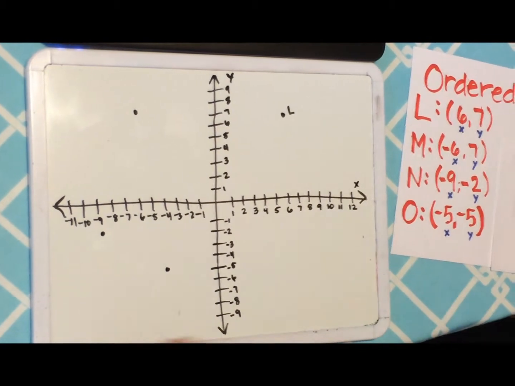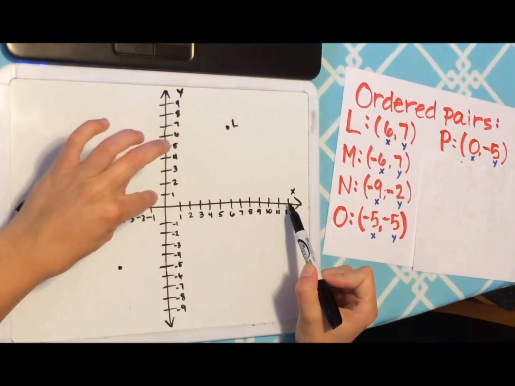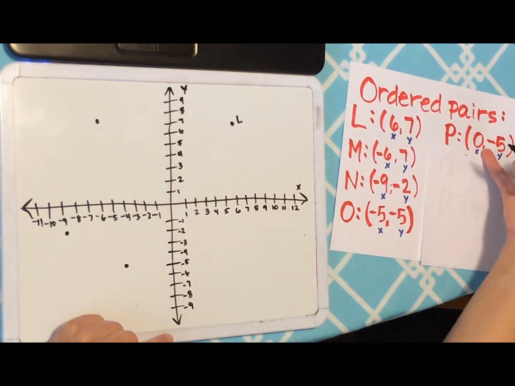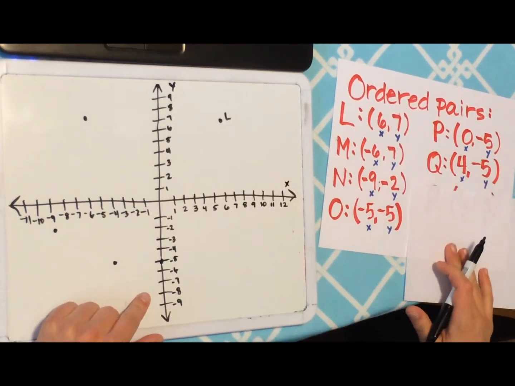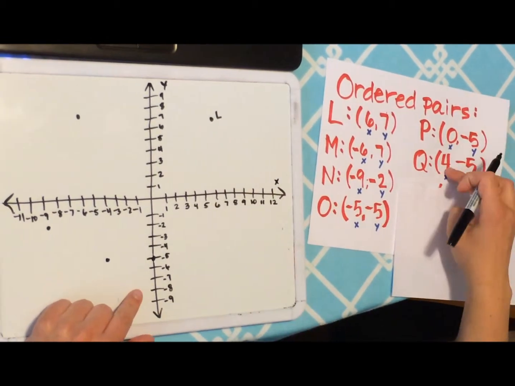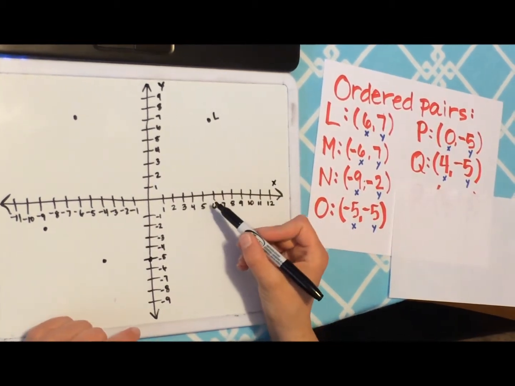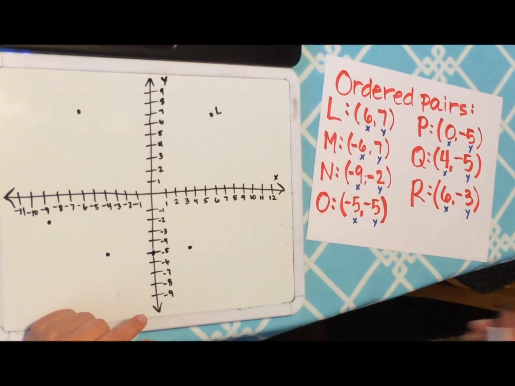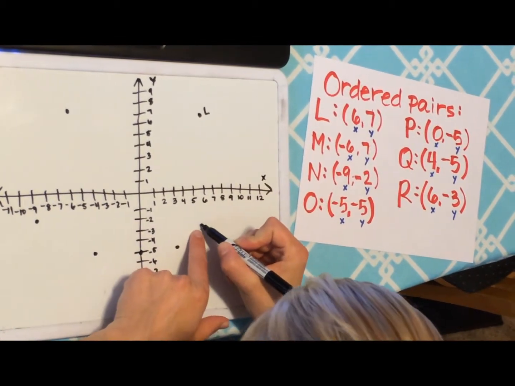Our fifth point is 0 and negative 5. Because there's no x, it's on the line, and then we go down to negative 5. Okay, our sixth point is positive 4, negative 5. Because there's a positive 4 and a negative 5, it's going to be in our fourth quadrant. Right there. And our last point is positive 6 and negative 3. Here's our positive 6 and our negative 3.